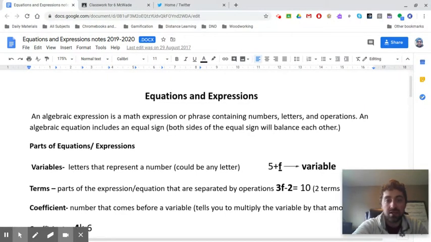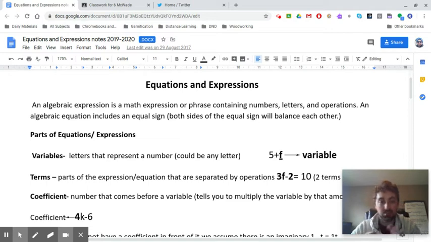So our first lesson is equations and expressions. So an algebraic expression, now that just means an expression, that is part of an algebra term, is a math expression or phrase containing numbers, letters, and operations. An algebraic equation, on the other hand, includes an equal sign. Both sides of the equal sign will balance each other out. And so this is how we know, and we'll look at this near the end of the unit, where we have both sides are the same.